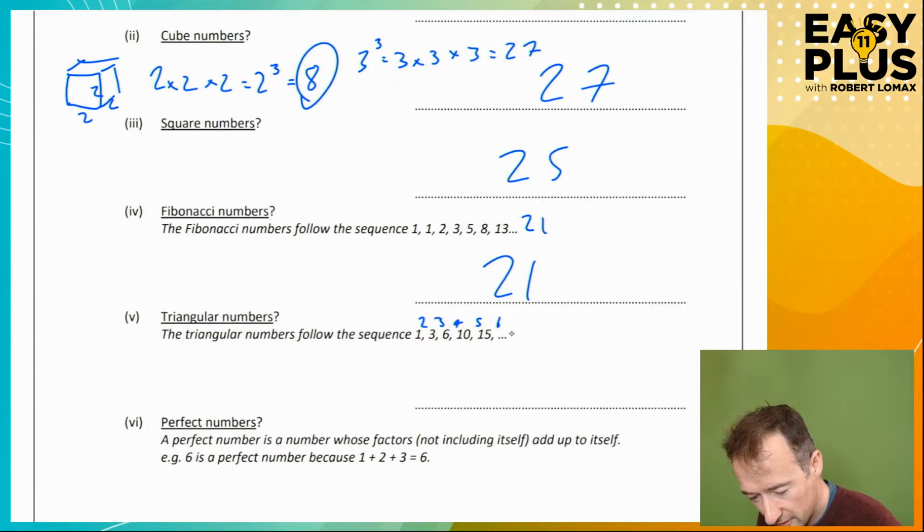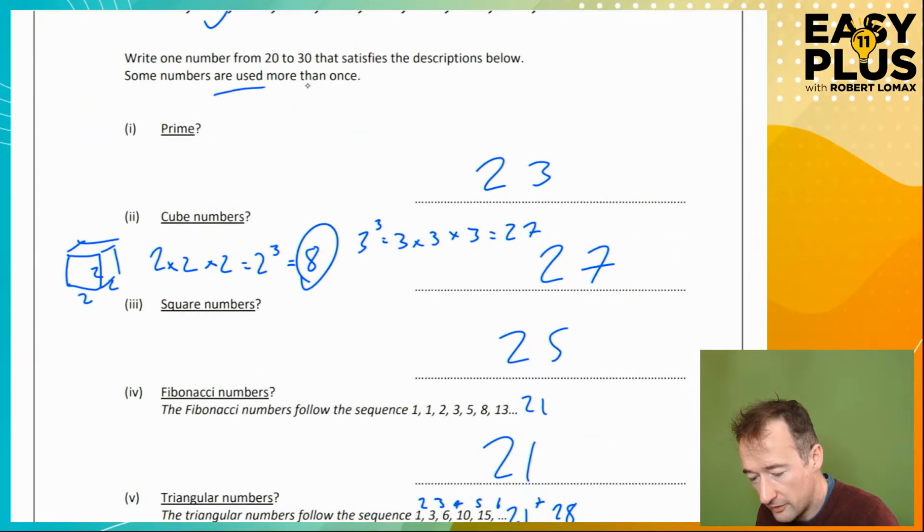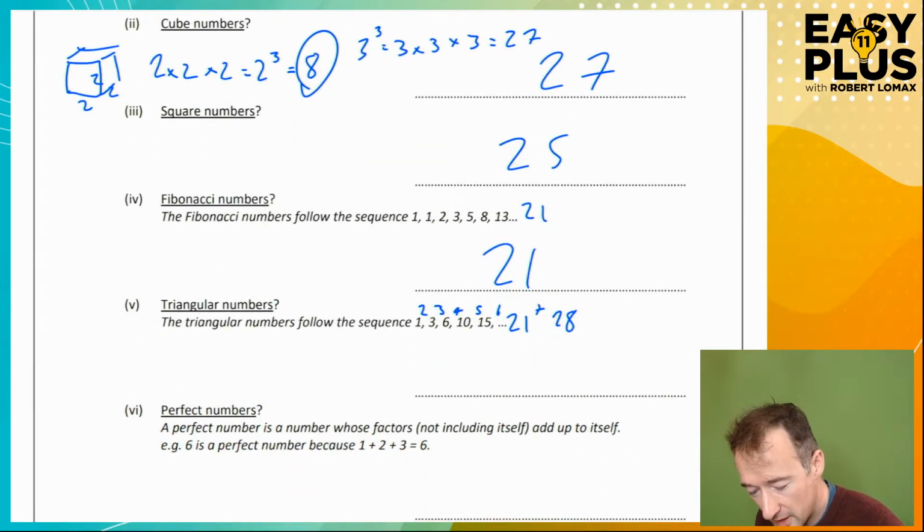15 plus 6 is 21. Plus 7, 28. Okay? So we could also apply that rule. The answer is 21 or 28. You can use the same number more than once if you want to. It doesn't really matter. 21 or 28 will be fine.